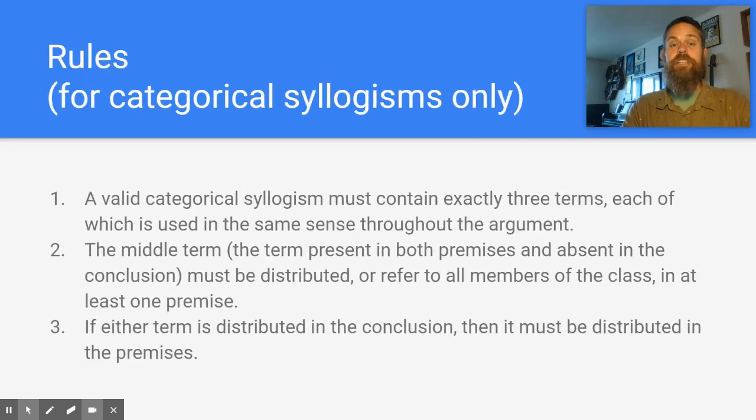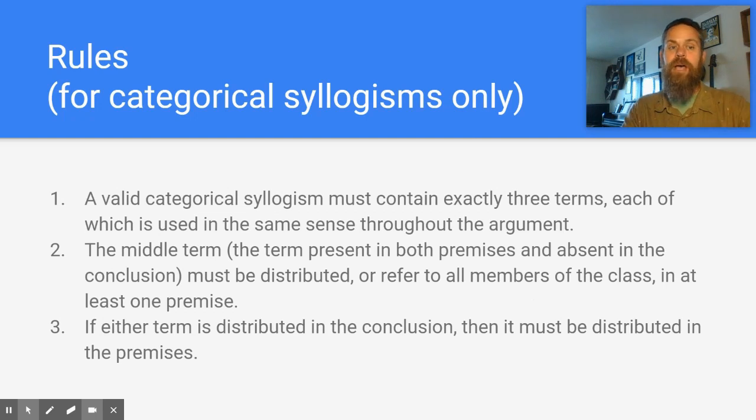All right, so these are the rules. This is only for categorical syllogisms. So this is only for syllogisms that are using the types of premises that we just talked about. They all fall into those categories. We're not talking about hypotheticals. We're not talking about disjunctive syllogisms, only categorical syllogisms.